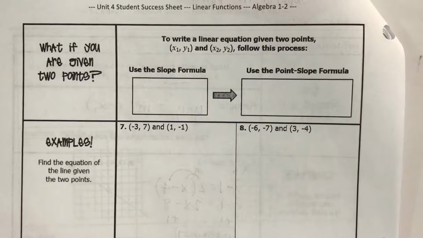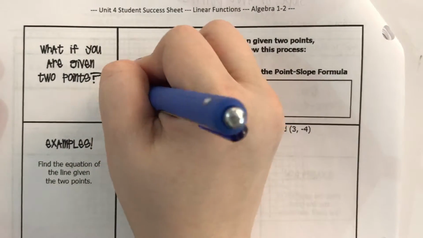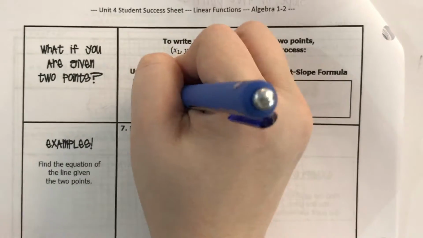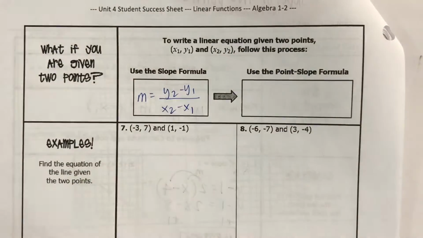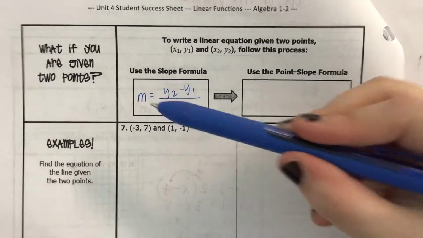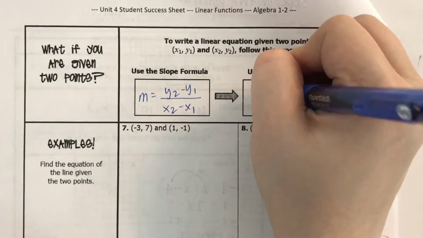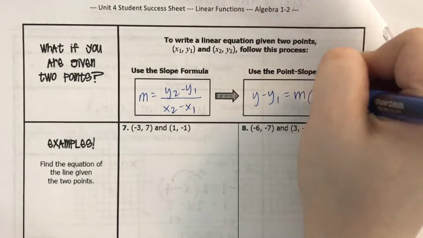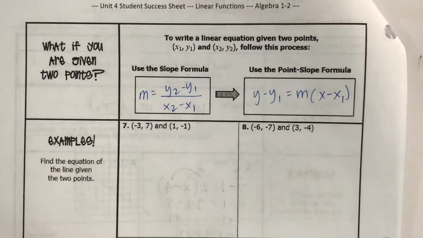Okay, so what if we're given 2 points instead of a point and a slope? You will still use point-slope form, okay? You're just going to use your 2 points, find the slope, which is m equals y2 minus y1 over x2 minus x1. And then you're going to plug it in with one of your points into the point-slope formula, which is still y minus y1 equals m times x minus x1. Okay? So we're still going to do that.